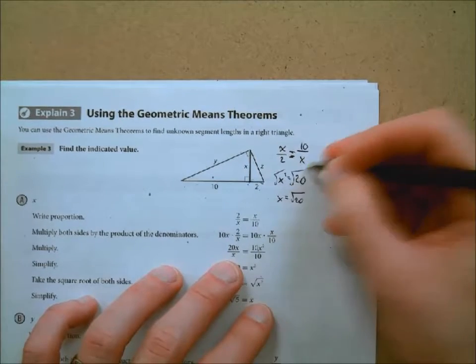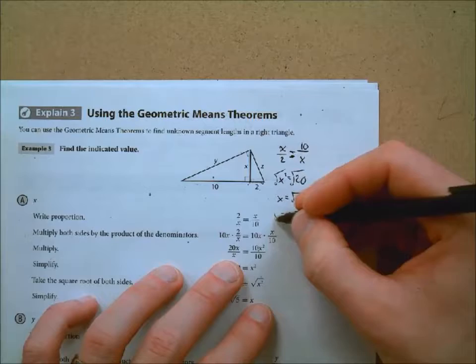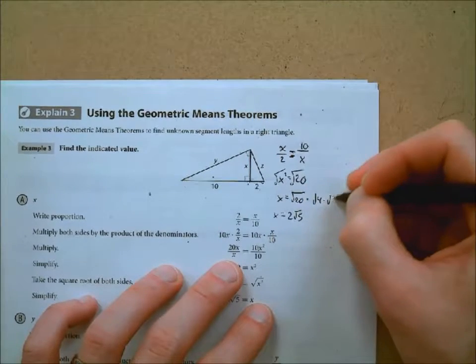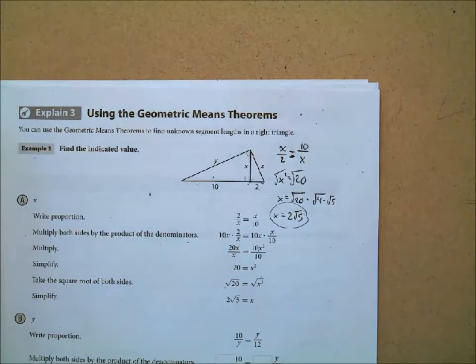Okay. So now I can cross multiply: x squared equals 20. Then x equals the square root of 20, which is equal to 2 square roots of 5 when you simplify it. 2 times the square root of 5. That's the idea.